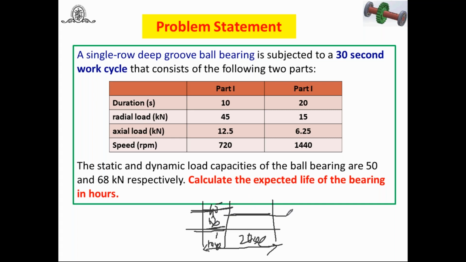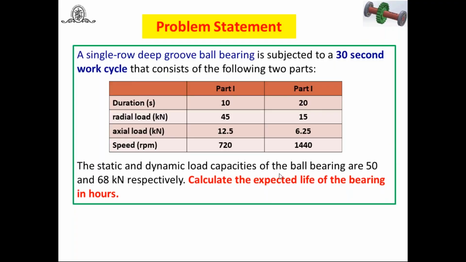Try to understand. During this time, the speed of the bearing is 720 rpm, and during this time 1440 rpm. And this cycle is completed within 30 seconds. So from this 30-second cycle, we have to find out the revolutions also, to calculate the value of dynamic load capacity. Now let us see how to solve such a problem.